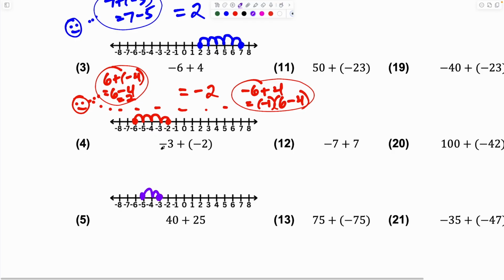And another way to think of this, just think of this as owing money once again. So if you owe $3 and then you add $2 more of debt, well, now if you owe $3 and then you owe $2 more, then altogether you owe $5. Okay, so that's why this would work out to negative 5.